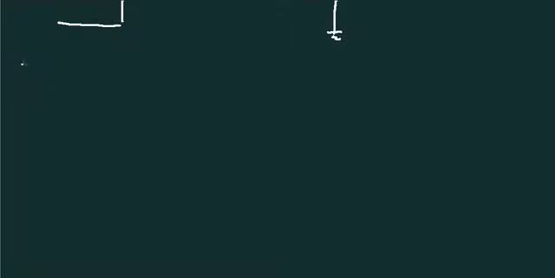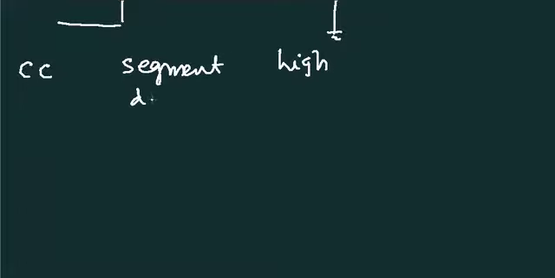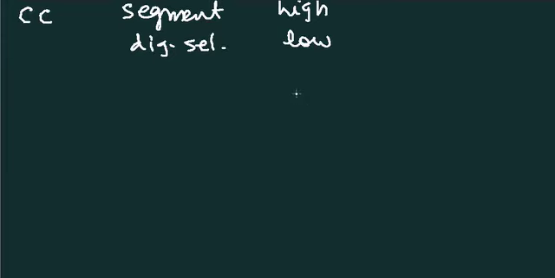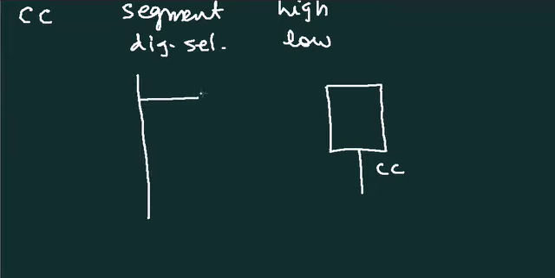Then we go to common cathode, segment active high, digit select active low. So, common cathode, segment is active high, segment data. It will be driven by a transistor, because a segment cannot source the current for 8051. So, we need to use a driver.